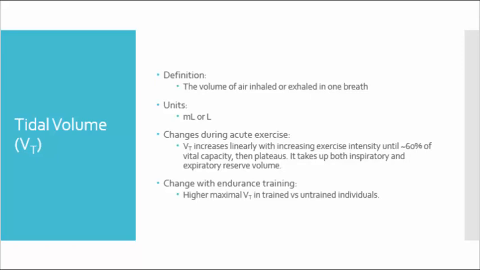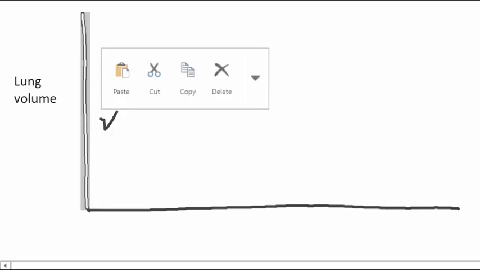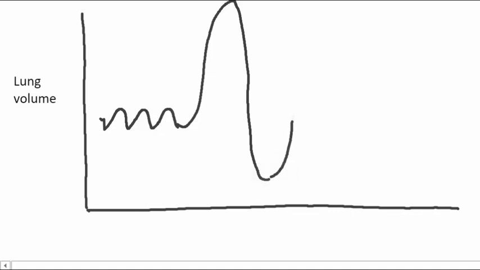So let's take a look at what that looks like. Looking at lung volumes here. At rest, during normal resting breathing, we'll be breathing somewhere around here. In and out, and in and out, and in and out. If I were to ask you to take a big breath in, you would breathe in all the way up here. And then I'd ask you to blow out as much air as you can, and you go all the way down here. And then I'm asking you to breathe normally again, and you would return back to your normal breathing pattern right here.